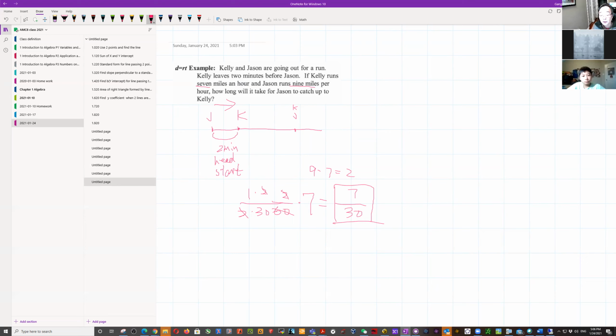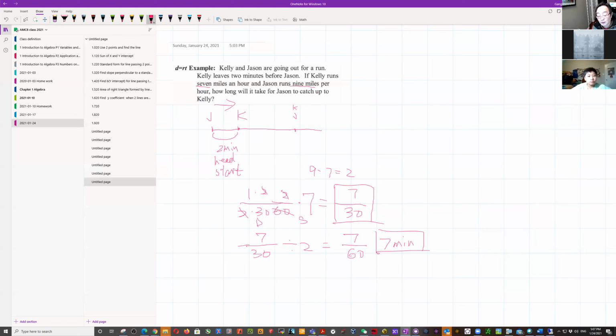If you really understand this very well, you can actually do it this way: the time it takes for Jason to catch up is 7 out of 30 divided by 2. This is the distance, this is the speed. Distance divided by speed equals time. So divided by 2 equals 7 divided by 60. So that's 7 minutes that it will take.